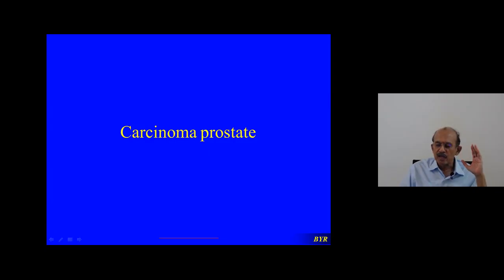In hemiplegia due to cerebral thrombosis, have you seen any case of hemiplegia or paraplegia? What will happen to the muscles? Are they spastic or flaccid? They are spastic. Why? The upper centers are knocked out, then why are they spastic?